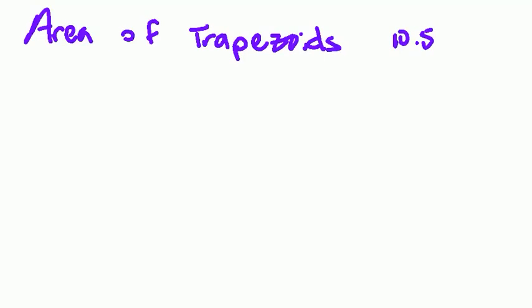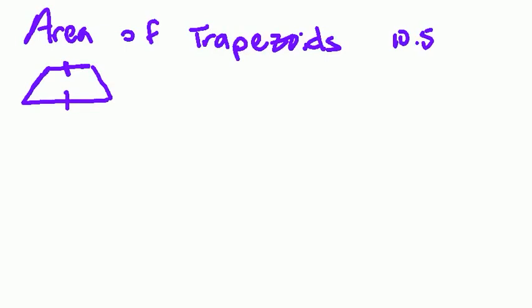Hey guys, today we are going to be working on the area of a trapezoid. You might be wondering, what is a trapezoid? Well, a trapezoid is a quadrilateral. It has two parallel sides, so this side and this side are parallel, meaning again they do not touch.